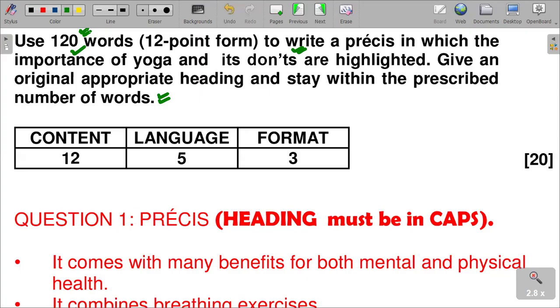So having this, I'm saying it's question one. You see content is 12 marks. We have got 12 marks for content, 5 marks for language, and also the format.